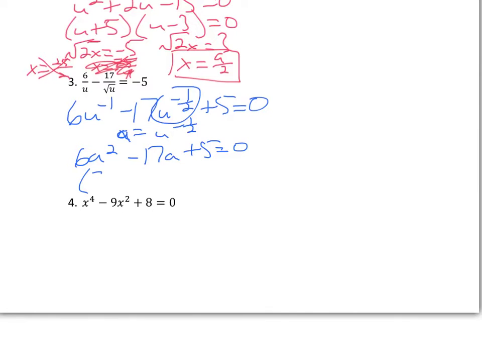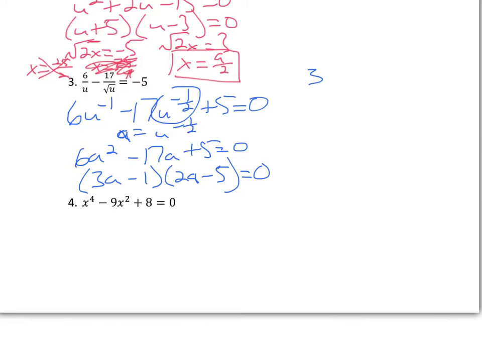This one factors as well. 3a minus 1 and 2a minus 5 equals 0. Okay, now we got to get that u to the negative 1/2 back in. I'm going to use it as 1 over square root of u, because I think that's easier to solve for.